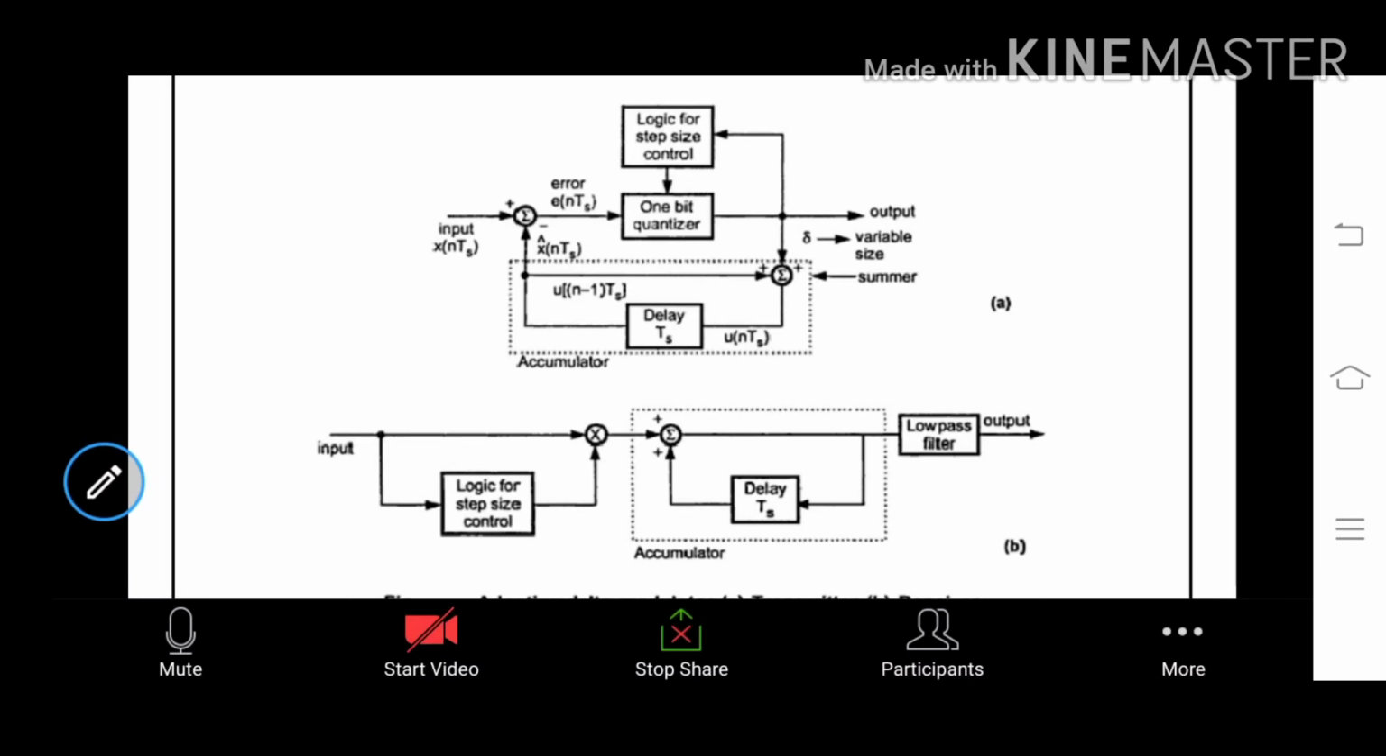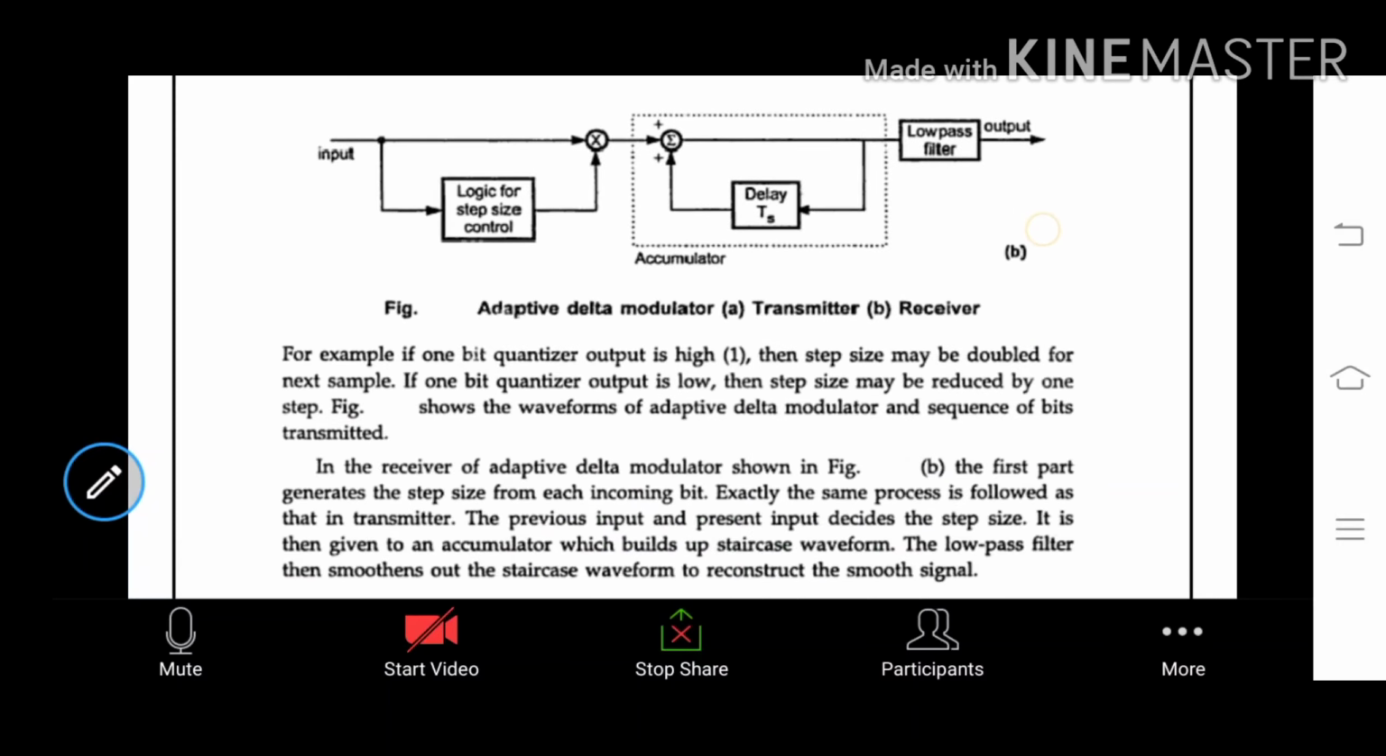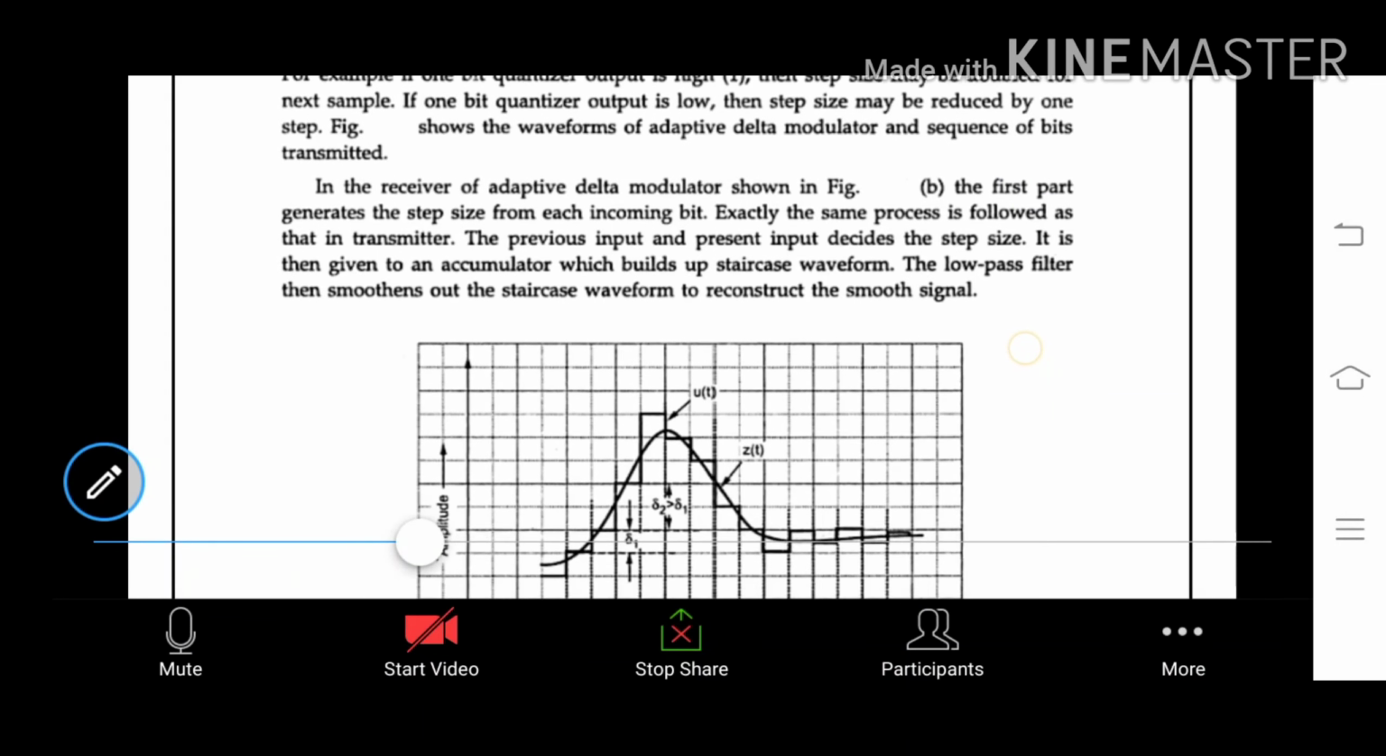Here the receiver side also uses the accumulator. So the output is the low pass filter, delay time, and the input side uses the adapter, that is the logic for step size control. Simply, the adapter is for controlling the input bits. And also the transmitter and receiver block diagrams both use the adapter. So the adapter is simply to control the steps and reduce the speed also. So this is the comparison of the adaptive delta modulation transmitter and the delta modulation receiver. So here the three are also the same.